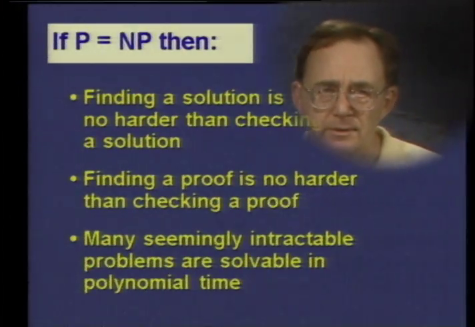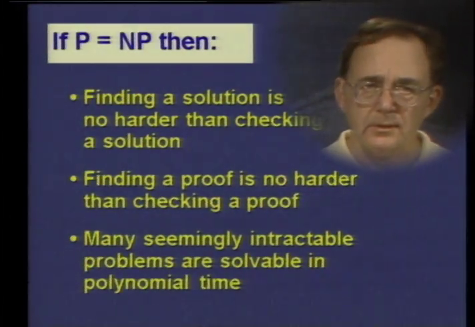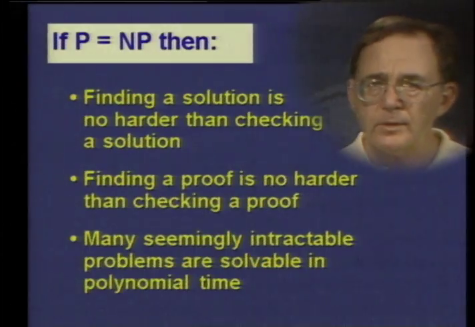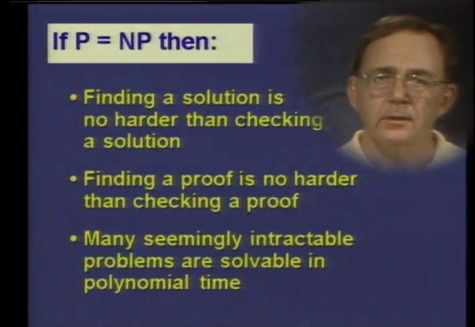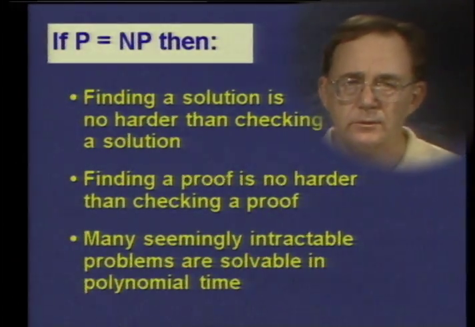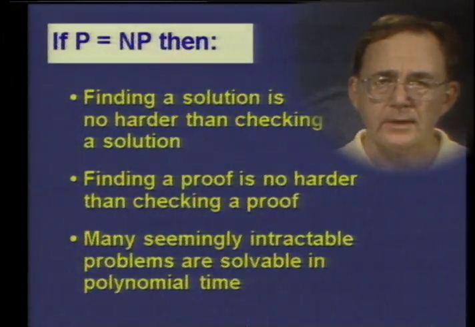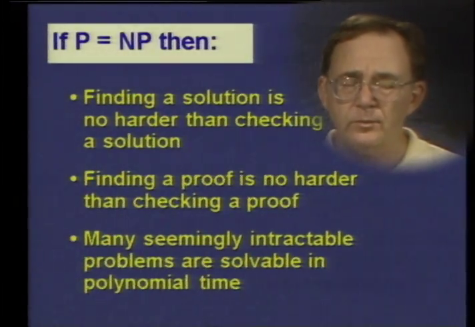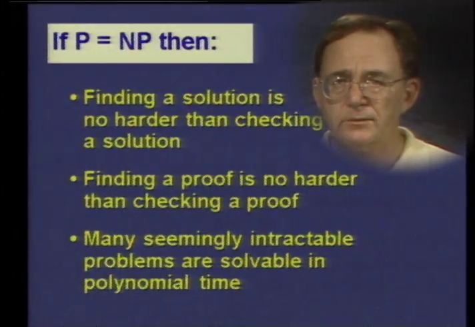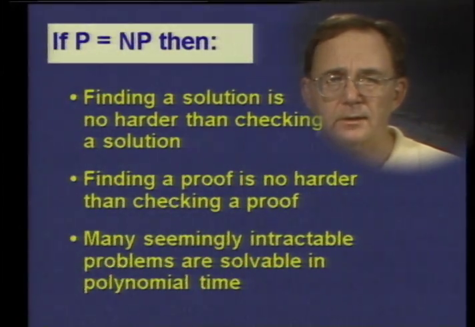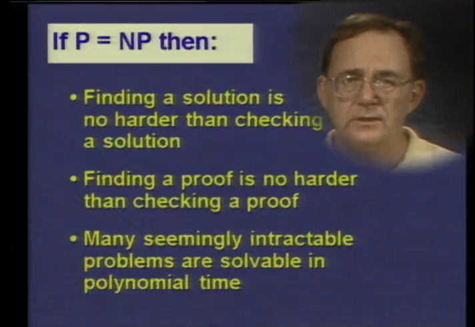Let's look at some of the consequences of the unlikely proposition that P is equal to NP. If P were equal to NP, then we could say that finding a solution to a problem is no harder than checking a solution, because after all, P is the class of problems for which solutions are easy to find, and NP is the class for which solutions are easy to check.